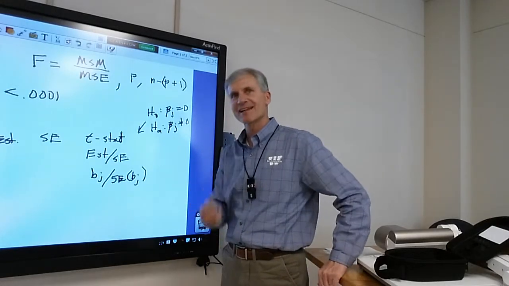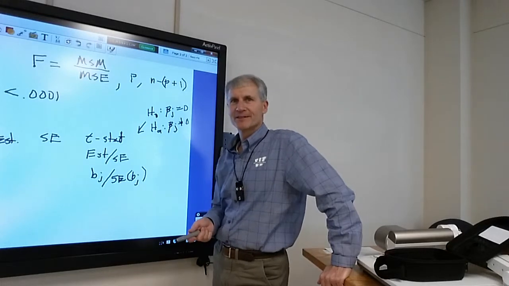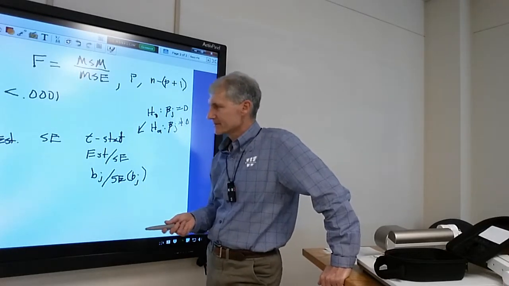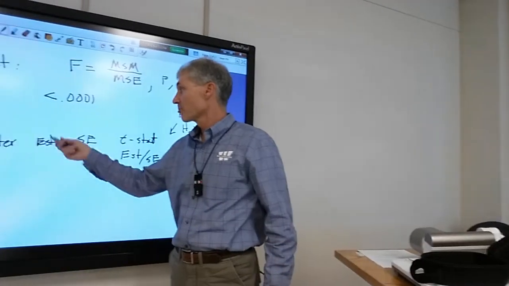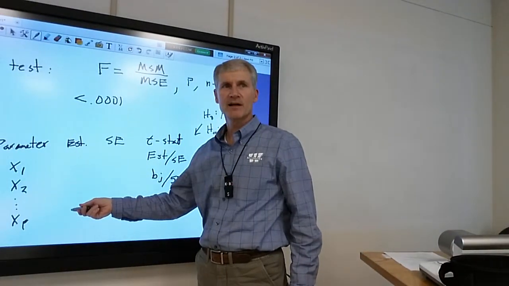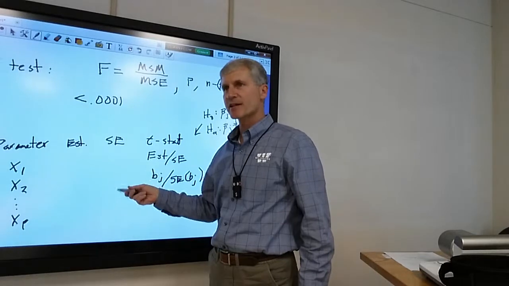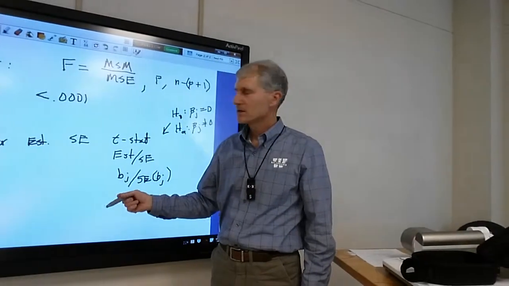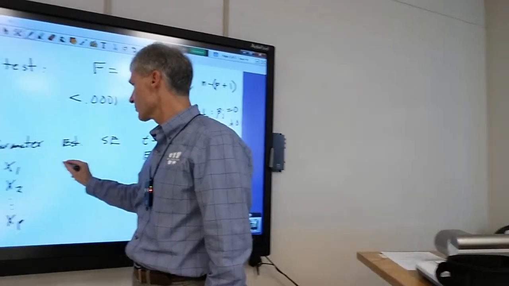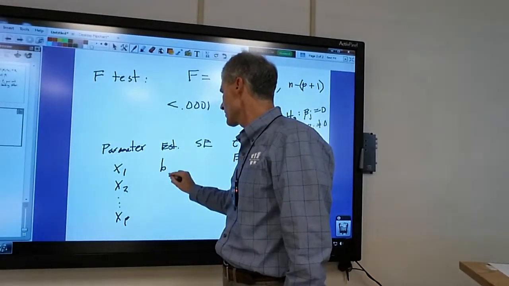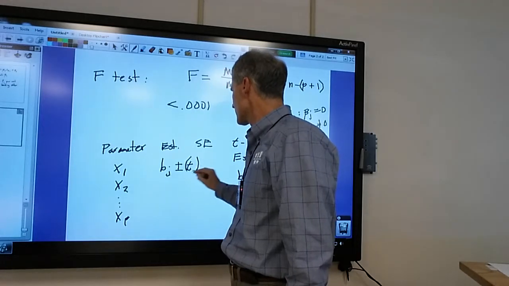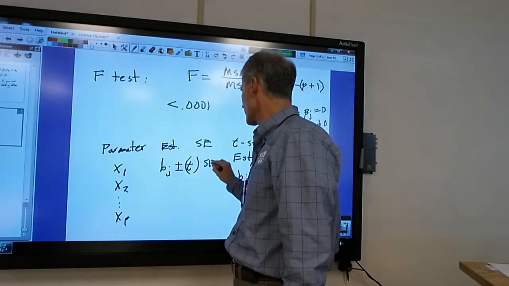Exactly. And what is that? Same way as every other confidence interval? You have the parameter estimate plus or minus the t critical value times the standard error. Exactly. So you take whatever your point estimate is of that beta, add and subtract a critical value times the standard error. So in this case, the critical value will be t. So this will be bj plus or minus t times standard error.